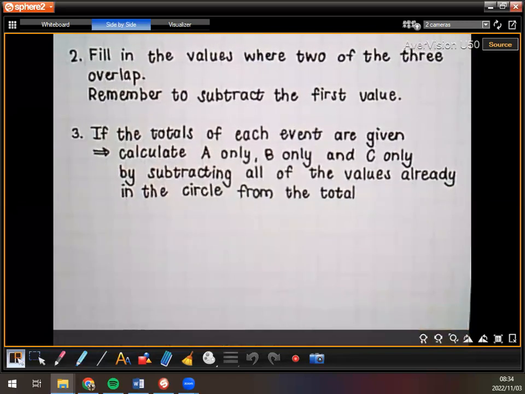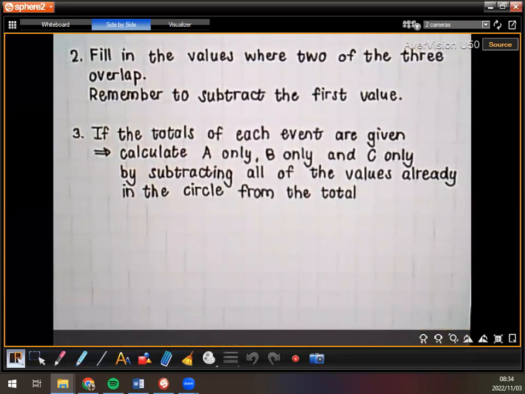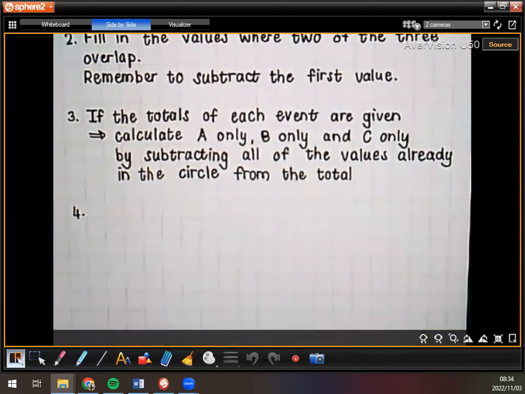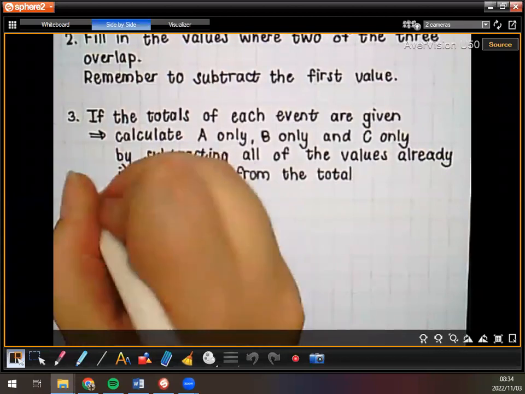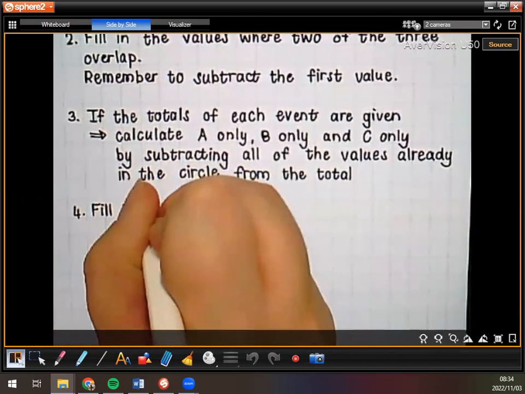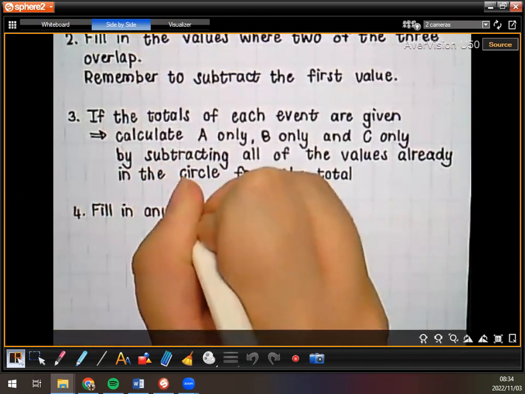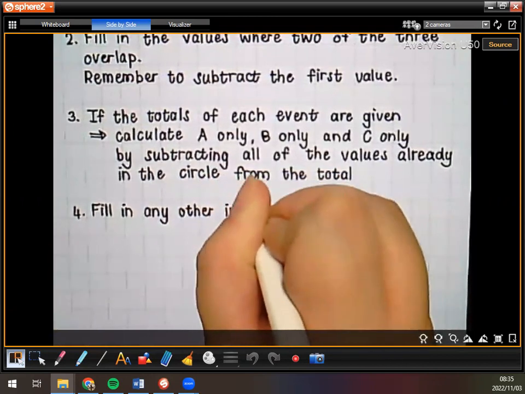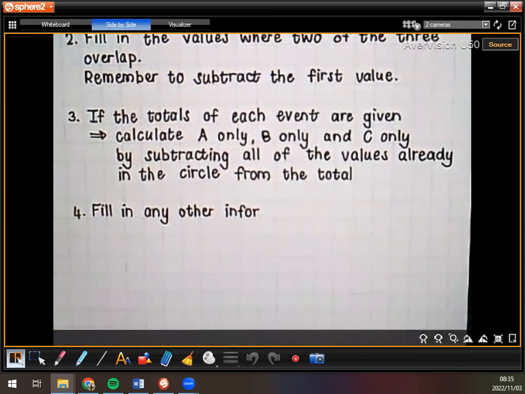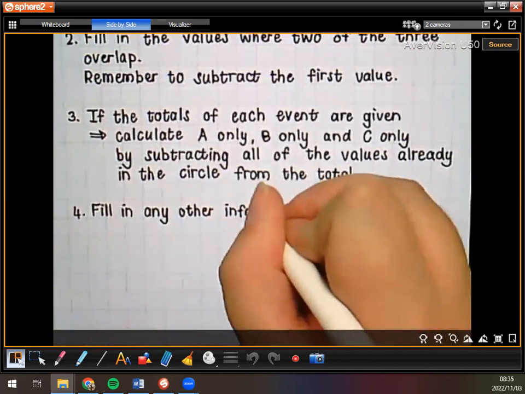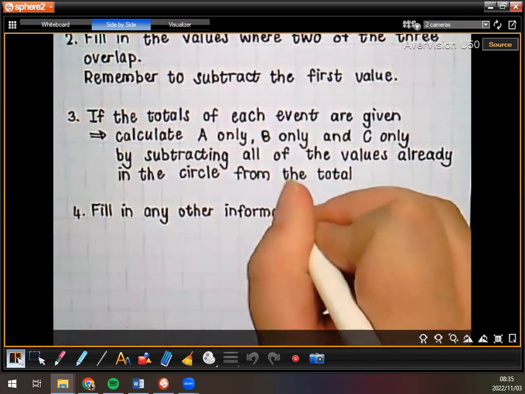I think step 3 is the third. Step 4 can kind of come before some of these steps. You'll see now when we do an example. But obviously, when you've done this, you also just need to check if they've given you any other information. For example, where they said none of the learners, or all of the learners like either hamburgers, hot dogs, or chips. So we put a 0 on the outside. That kind of thing. So fill in any other information given.